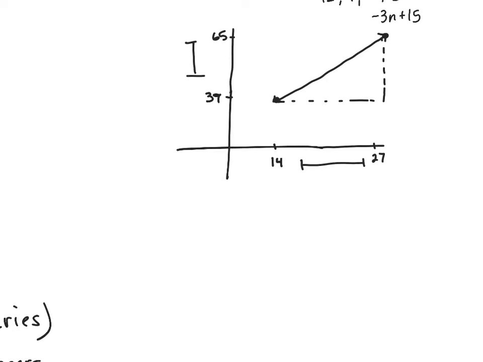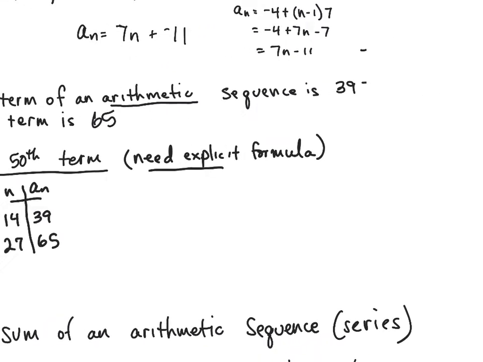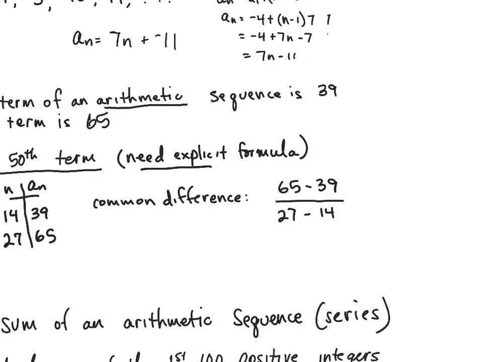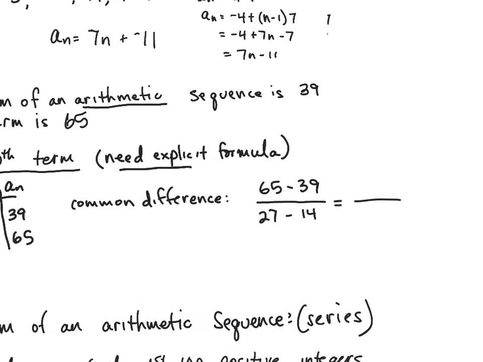The slope is the change in y values here divided by the change in x values here. So we could say the common difference is the change in y values divided by the change in x values. And the change in x is 13, the change in y, 65 minus 39, that's 26.